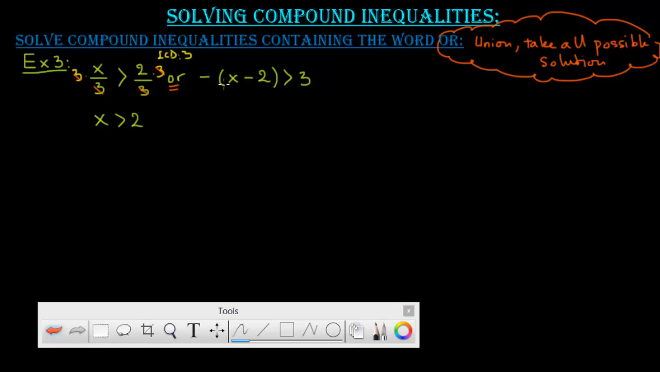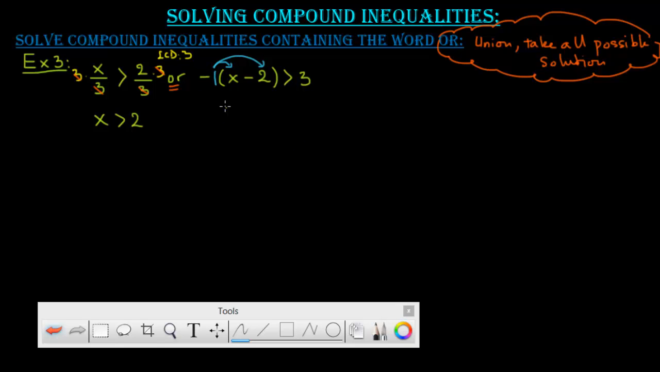And in the second inequality, we have negative parenthesis x minus 2 close parenthesis greater than 3. So what we're going to do is distribute the negative sign, or you can think of it as negative 1. Then we're going to distribute that negative 1 into the parenthesis.